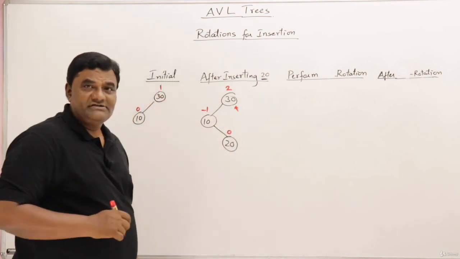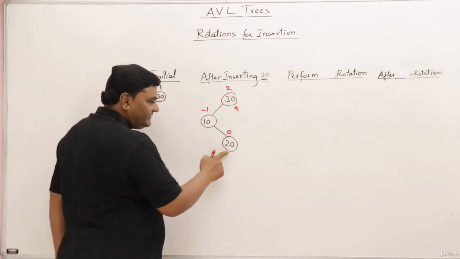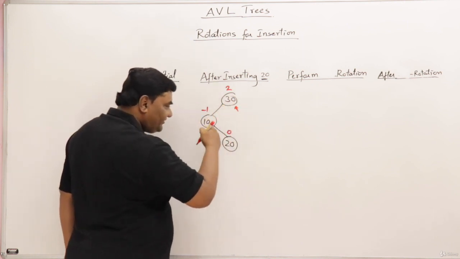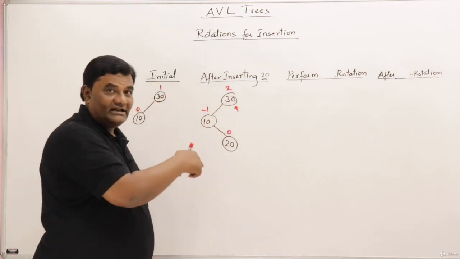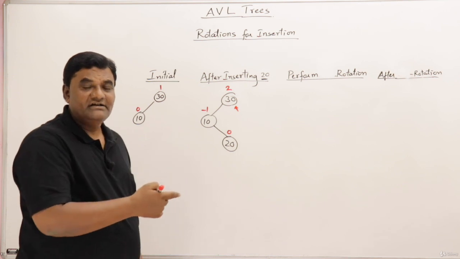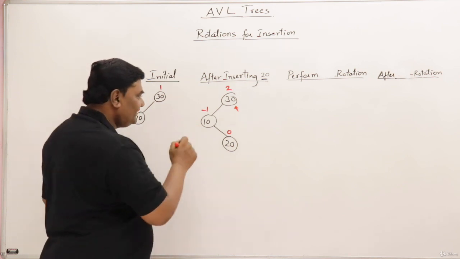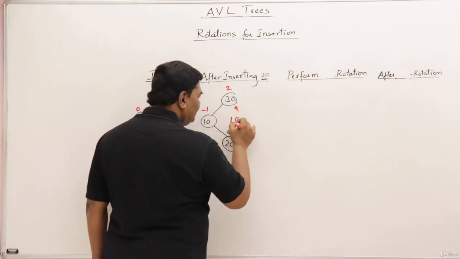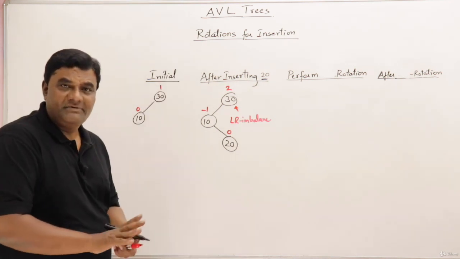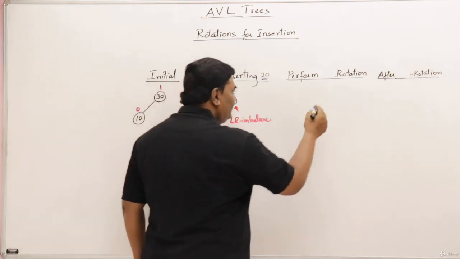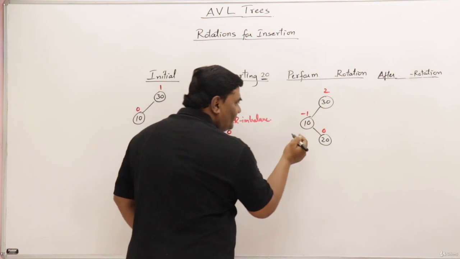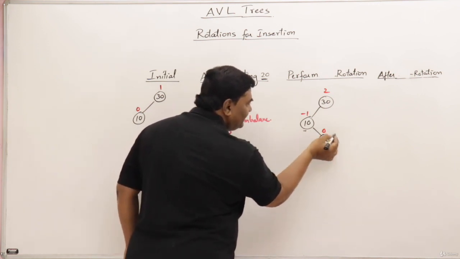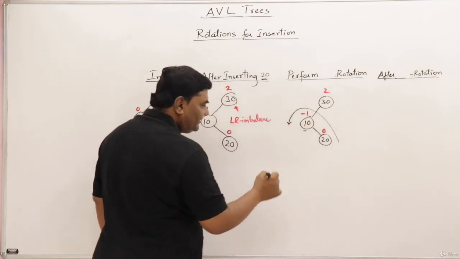Which direction insertion is done? Just now we inserted 20. On which side? Left, right. So left, right. First left child, then right child. LR imbalance. So let us call this as LR imbalance. And how the rotation should be performed? I will redraw a tree here. So first we'll perform rotation around this node like this. So what will be the result?